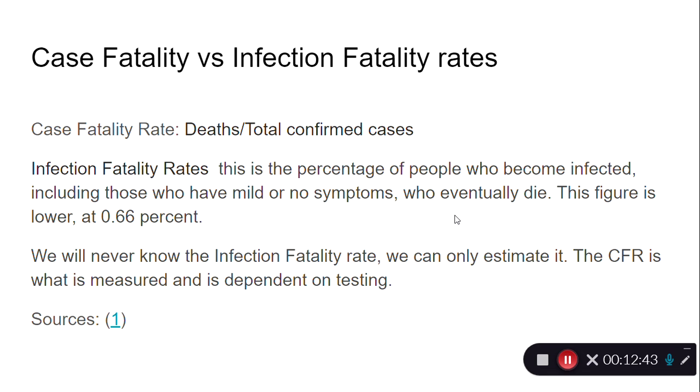So case fatality rate is deaths over total confirmed cases, and infection fatality rate is the percentage of people who become infected, including those who have no symptoms or mild symptoms, who eventually die. So how do I have 0.66%?